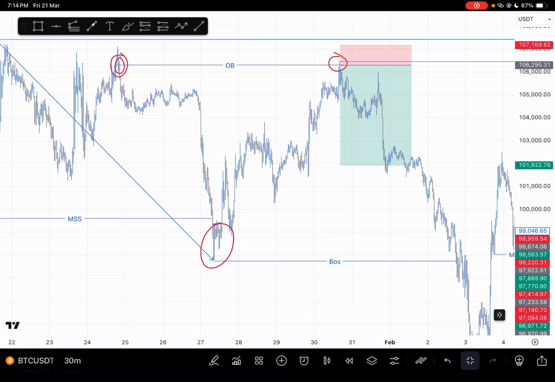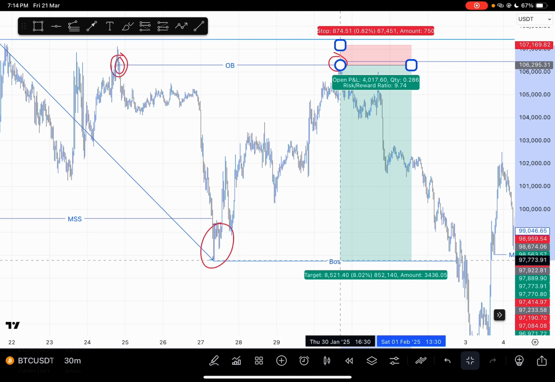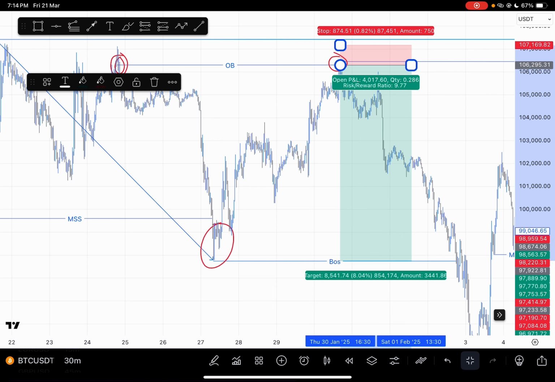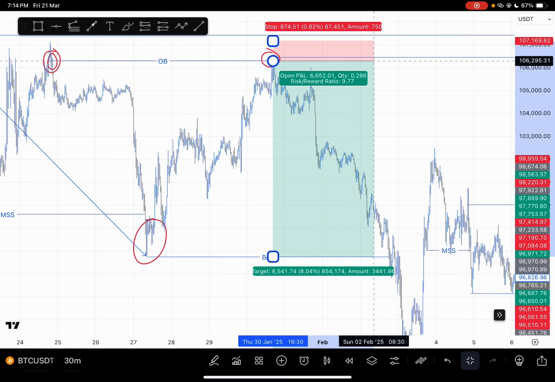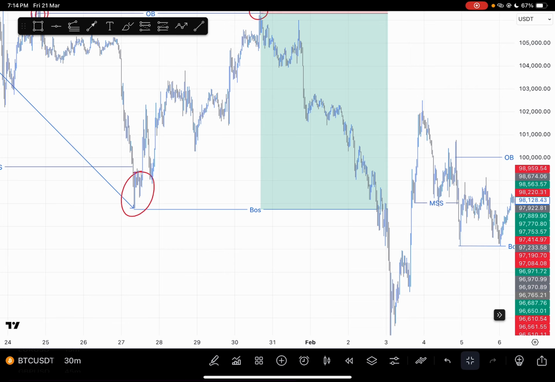But if you aren't following risk management, you can simply put your take profit at the previous low, and you see price will eventually go down and hit your take profit just like that.